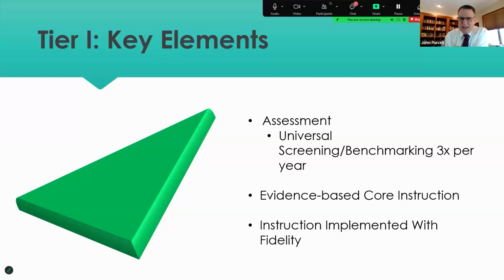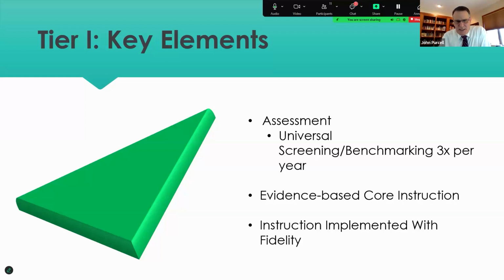The program we select must have a basis in success. It has to be an evidence-based program. And then we implement that with fidelity. Fellows, that's an overused word. Basically, it's implementing it as intended.